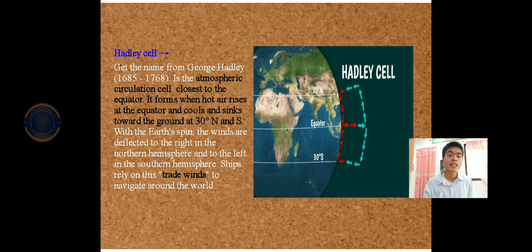The Hadley cell got its name from George Hadley, 1685 to 1768. It is the atmospheric circulation cell closest to the equator. It forms when hot air rises at the equator and cools and sinks toward the ground at 30 degrees north and south. With the Earth's spin, the winds are deflected to the right in the northern hemisphere and to the left in the southern hemisphere. Ships rely on these trade winds to navigate around the world.